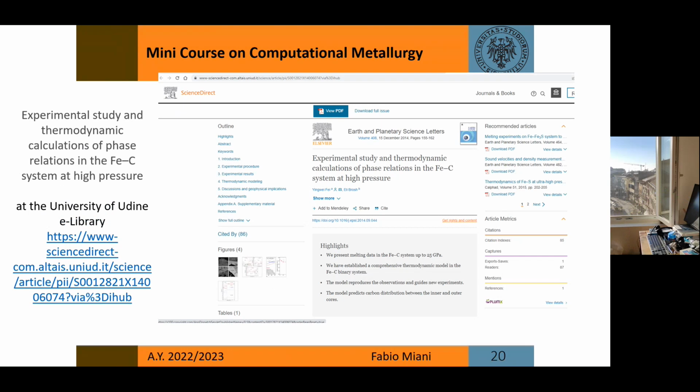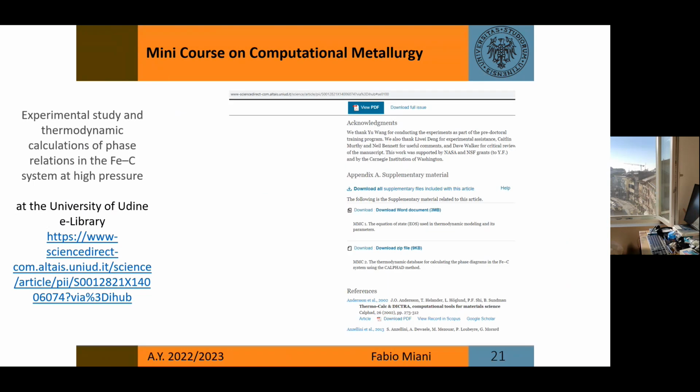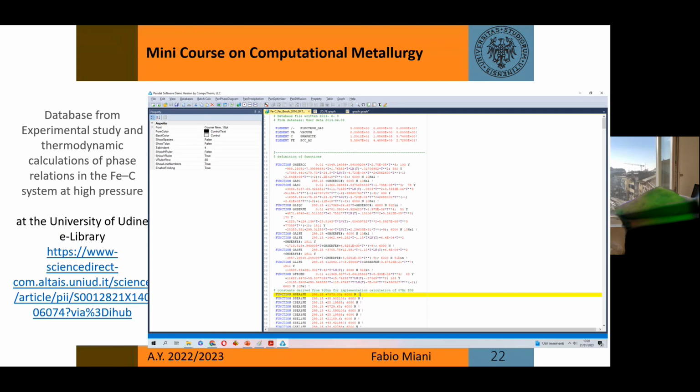And this is why I've been using a paper from Earth and Planetary Science Letters by two colleagues, Eli Brosh and Yingwei Fei. There is some supplementary material that you can download and open with Pandat without troubles. You should not change anything. You can use the thermodynamic database provided there as well, and it works. You can download it from there. So this is the thermodynamic database opened in Pandat. It's not always clear, but it's not important for you.